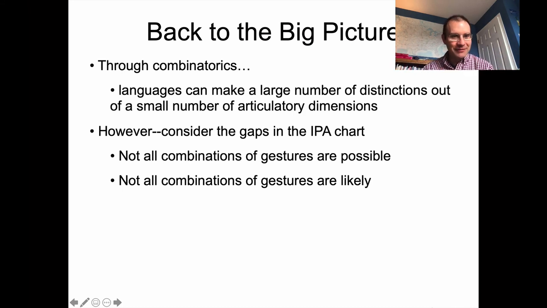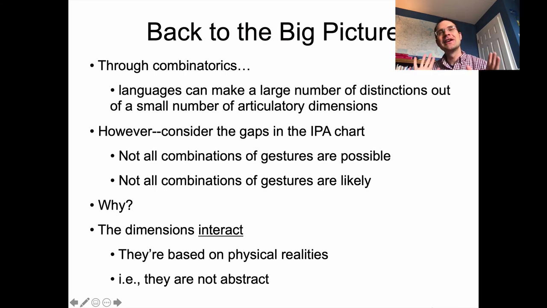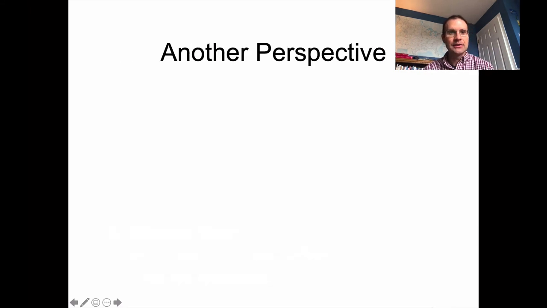You actually have to implement these speech gestures in physical reality, and you run into some limitations based on those physical realities, right? I normally ask the question why in class, but that's the answer to that question: the dimensions are not entirely separate from one another. They interact because they're based on physical realities and they're not simply abstract. And as we go through place of articulation today, we're going to walk through a few of the ways that we get interactions between place of articulation and some of the other dimensions or features of articulation for consonants.